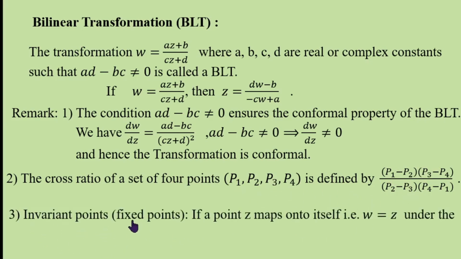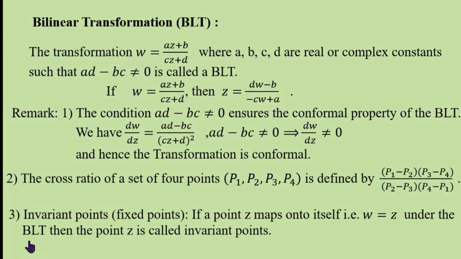Invariant points or fixed points in bilinear transformation are those where a point Z maps onto itself. That means W is also equal to Z for the particular value of Z; then Z is called an invariant point or fixed point in bilinear transformation.